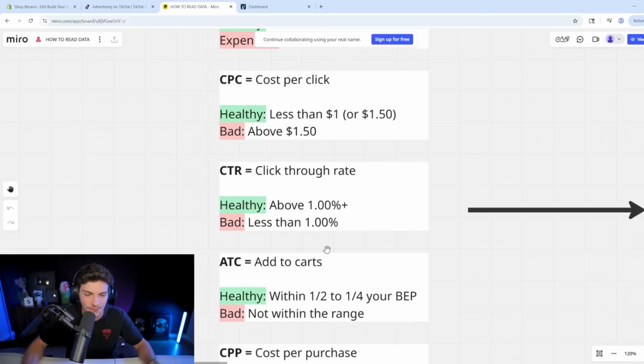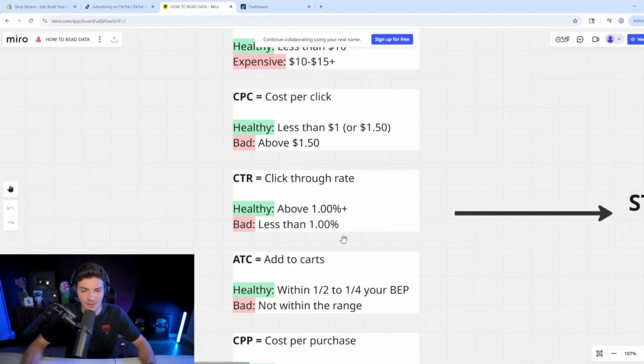Click-through rate then. So CPC is how much we pay to get a click on our website. CTR is, of all of the people who have seen our ad, what percentage of those people have actually clicked? So above 1% is good, above 2%, pretty godly. Less than 1% is usually a sign like, hey, we can get some better ad creatives flowing.